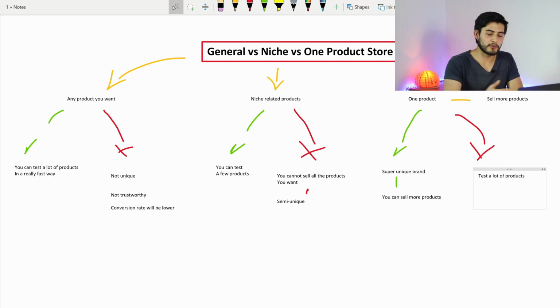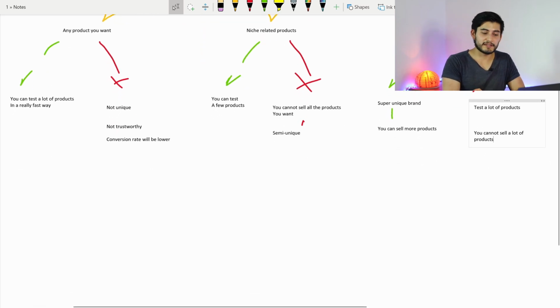And also, of course, we have to be honest, because even if you have a one product store and even if you can sell more products, still you cannot sell a lot of products. So maybe you can sell complementary products to your main product, but you are not going to be able to sell any type of product that you want. So those are the main pros and cons about this type of stores.